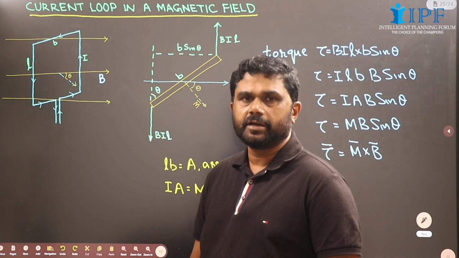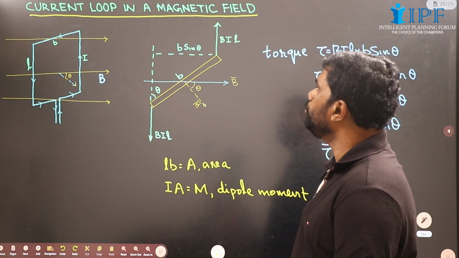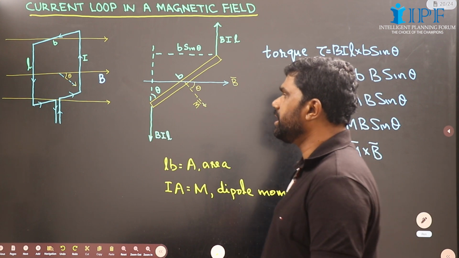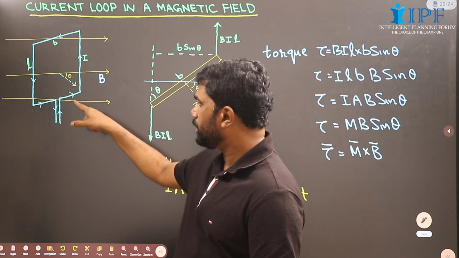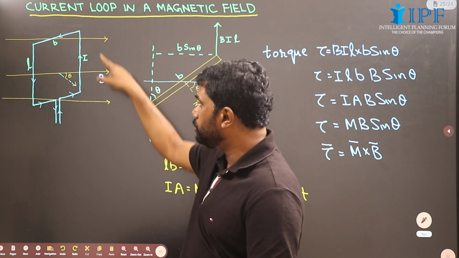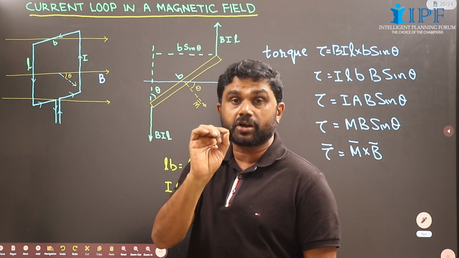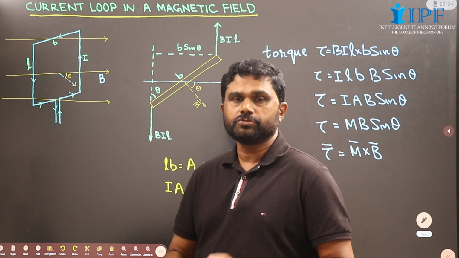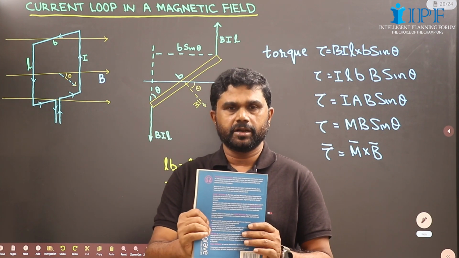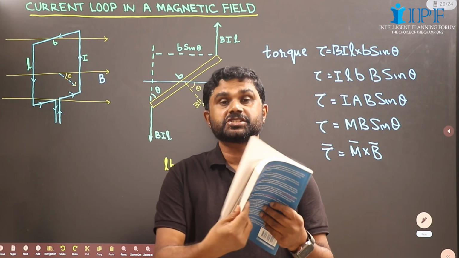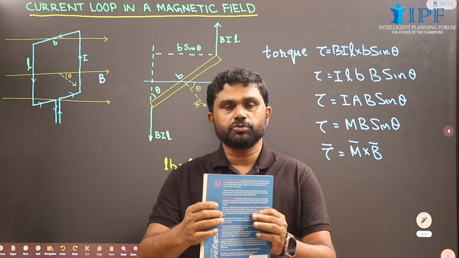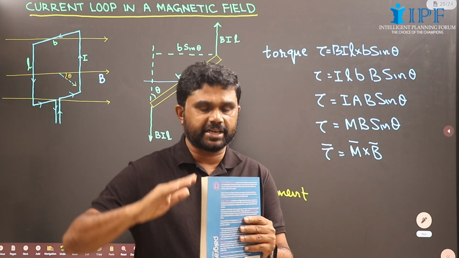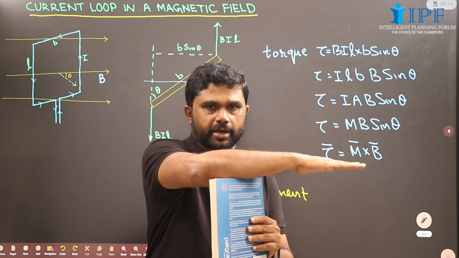Now children, let us see the current loop in a magnetic field. See, I have a long copper wire, and that long copper wire is wound in the form of a rectangular coil. Now suppose this is the rectangular coil, and each page of this book you can consider as a turn. Now this is kept in a horizontal magnetic field. The magnetic field is like this, horizontal.